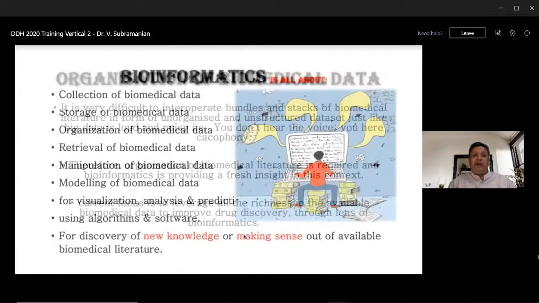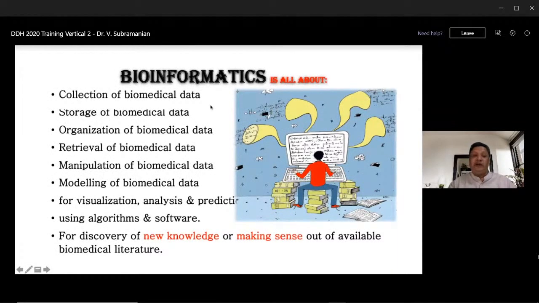This is what bioinformatics is all about. It collects the biomedical data. If I publish a paper, this paper goes to the journal's website, and from there the database includes that paper and asks you for some key terms to search your paper, and you also search on the basis of that. So the storage is there, then the organization of biomedical data. Whenever you need, you can retrieve, and manipulation of biomedical data is also possible. Then modeling of biomedical data, which is the role of algorithms and other tools for visualization, analysis, and prediction based on this data. This is how bioinformatics is giving us new knowledge for making sense out of the biomedical literature.